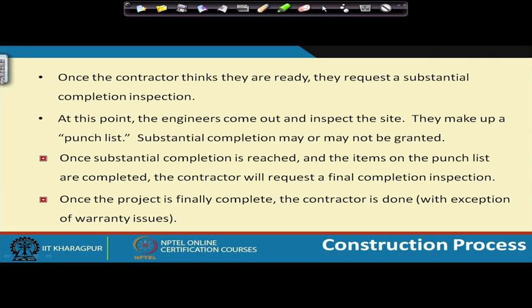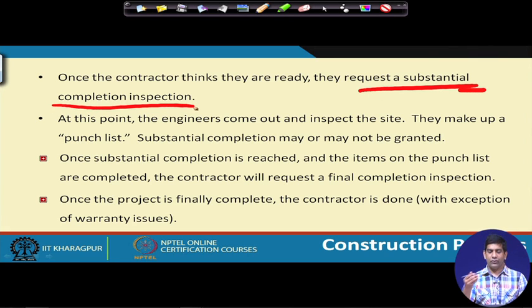So once the contractor thinks that they are ready, they request a substantial completion inspection. So the engineers will come in and inspect the site. They make up what is known as the punch list. A punch list has a list of items which are still left to be worked on. You will write down each and every item. You go through each unit and write down for the different items what work is still left. That's called a punch list.